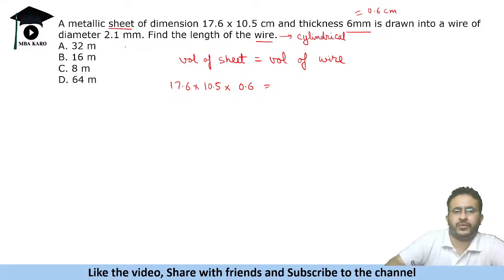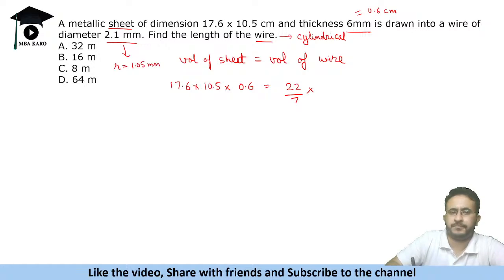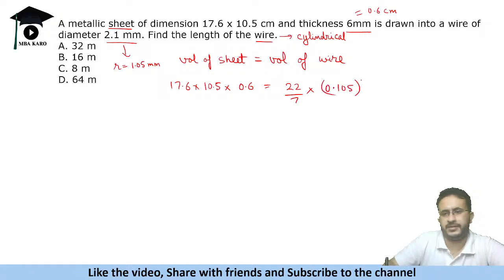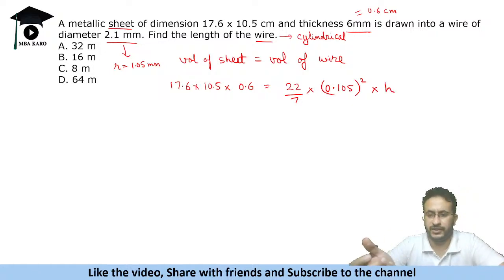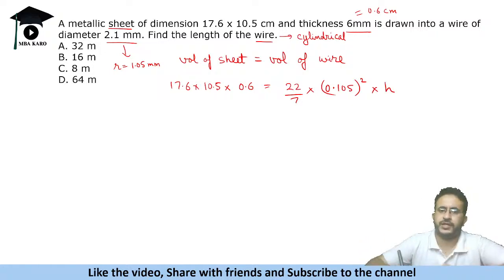So cylindrical shape is pi r square h. The diameter is 2.1 mm, so that means radius is equal to 1.05 mm. Okay, that means 0.105 centimeter into h. h is the length of the wire. Okay, ये कर देंगे.